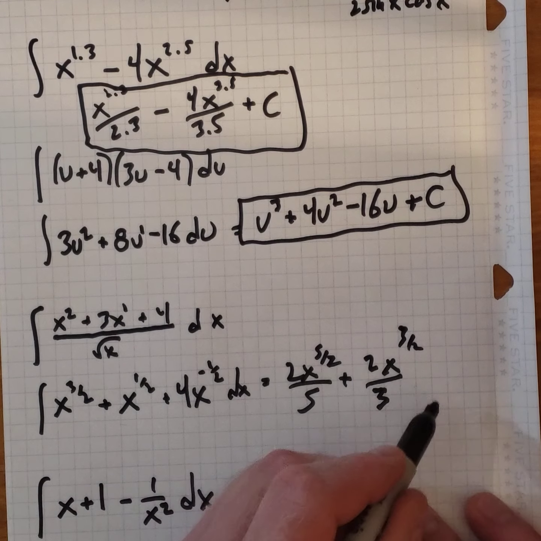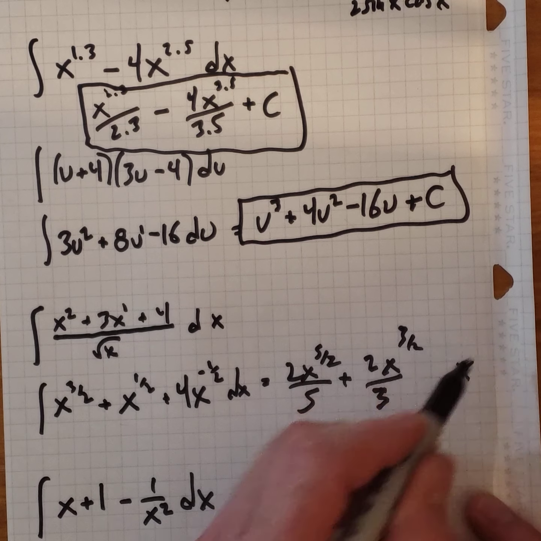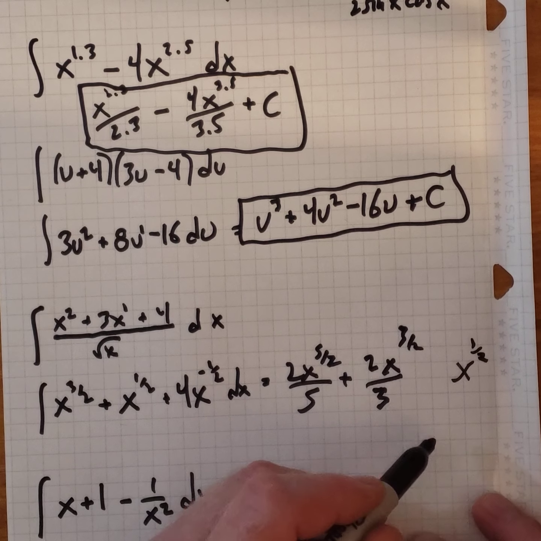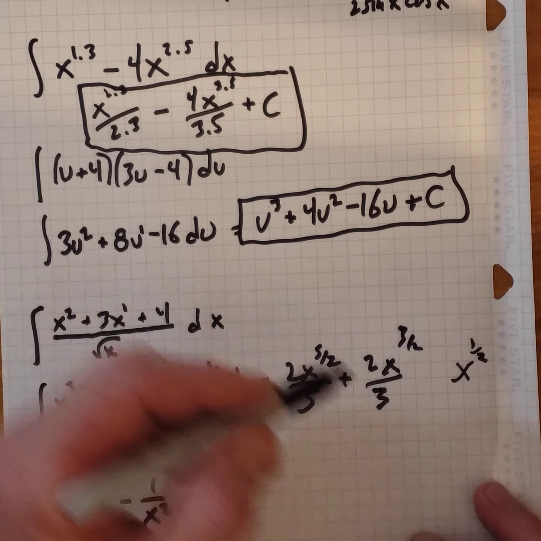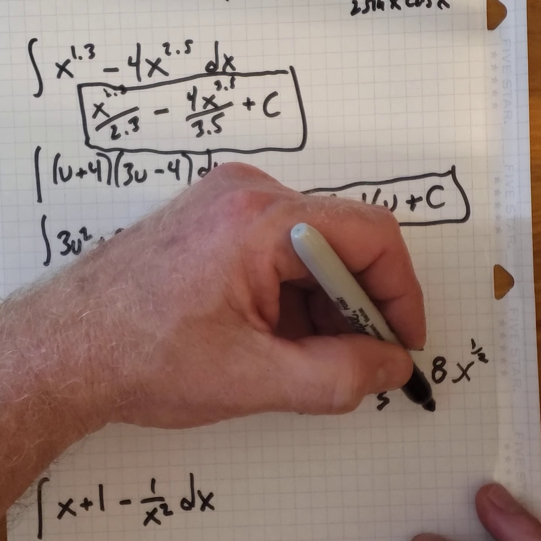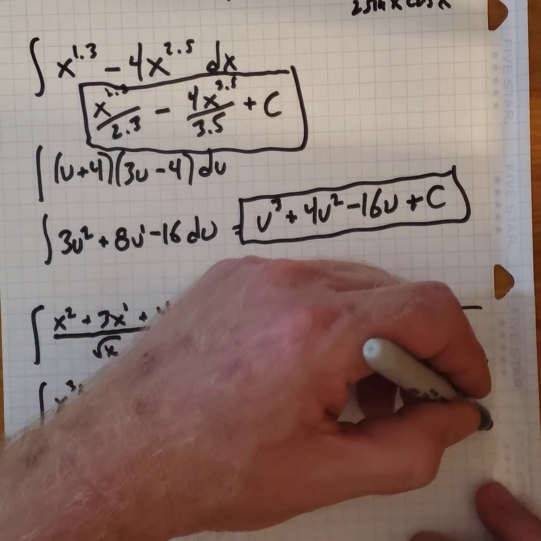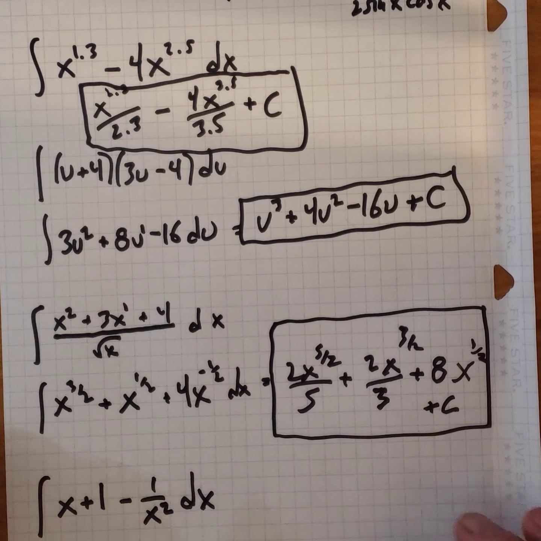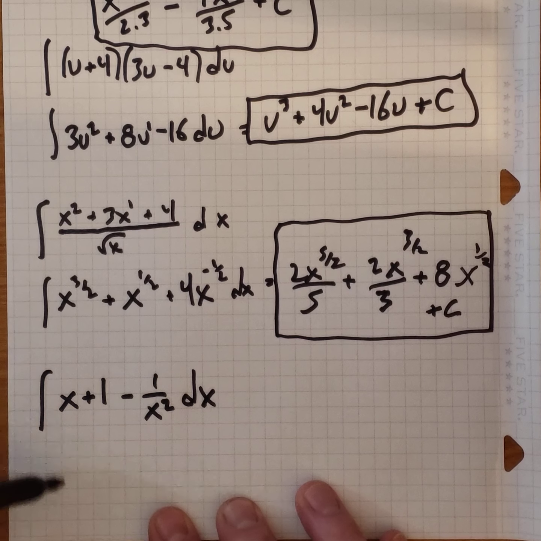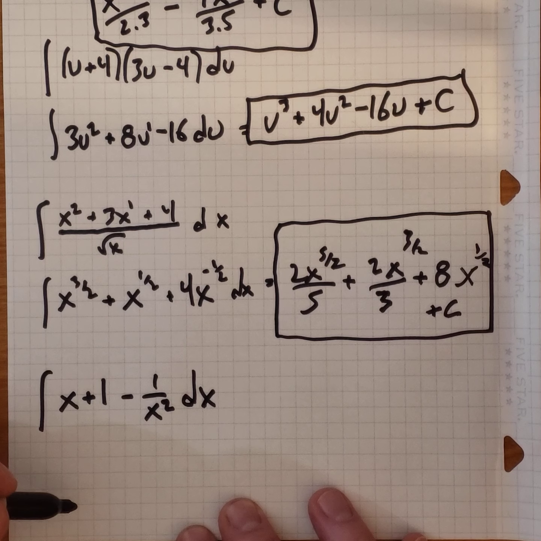And here, we're going to have x to the, negative 1/2 plus 1 is positive 1/2. And then we're going to divide by positive 1/2, which is the same as multiplying by 2. So we're going to get plus 8 there. And then we'll have, of course, our plus c. And last, and possibly least, depending on how you think about it, we've got x plus 1 minus x to the, 1 over x squared.